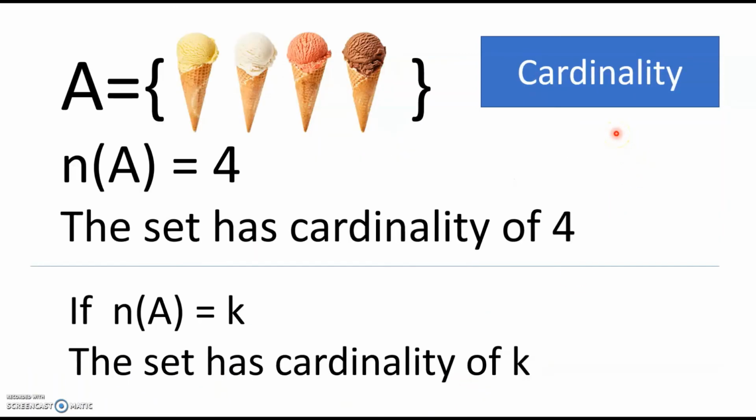Cardinality of a set. Consider the set A with 4 elements. So the number of elements n(A) can be written as 4. So what can we say? We can say the set A has cardinality of 4, right? So if n(A) is equal to k, then we can say the set has cardinality of k.